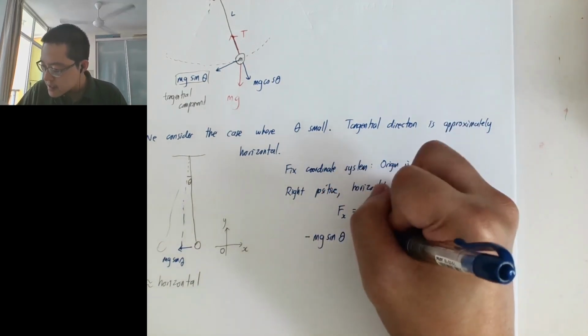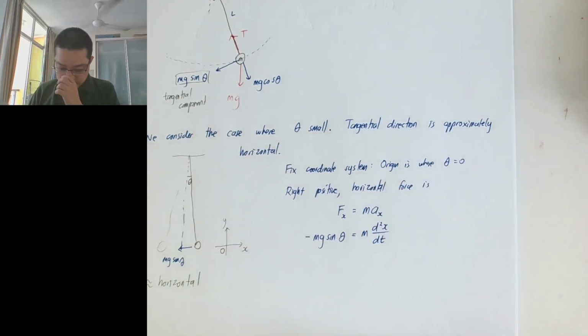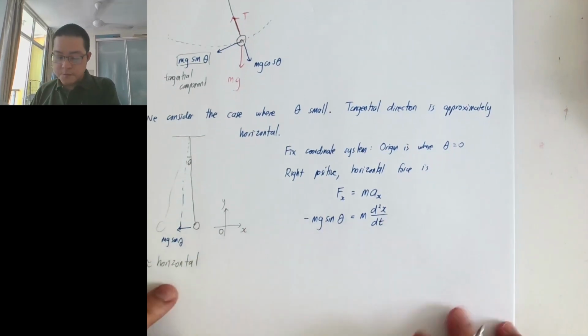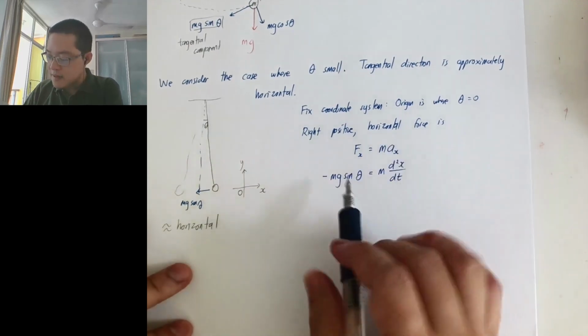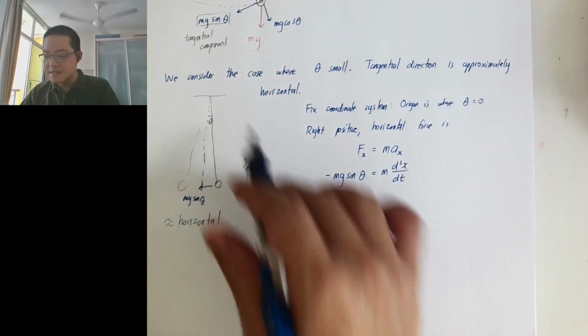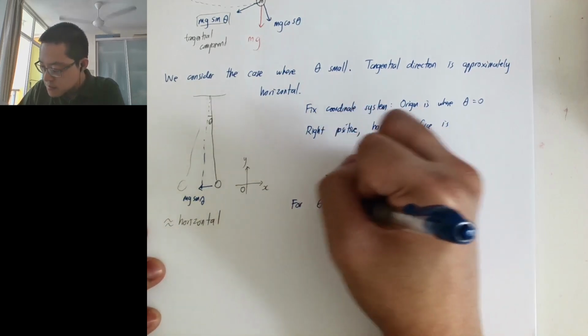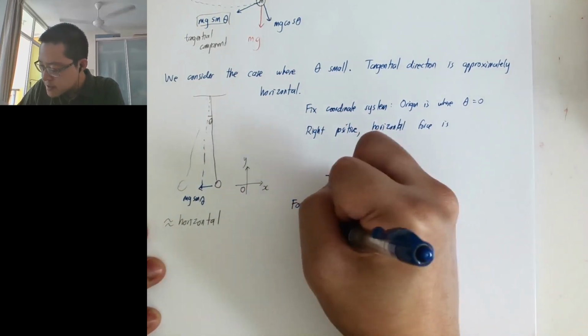And then acceleration is the second derivative of position. Okay, so I got this now, right? And then now we want to talk about theta small, because sine theta is the general solution, but I want to set theta small. So for theta small, right, we have the Taylor series.